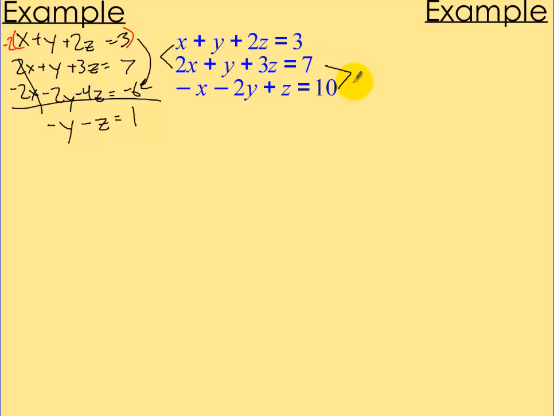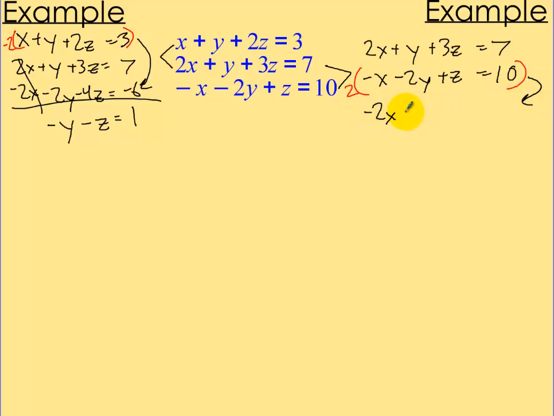The bottom, let's just choose the bottom two. Why not? So 2x plus y plus 3z equals 7, and negative x minus 2y plus z equals 10. Okay, they don't add up to eliminate the x's, so I've got to multiply the bottom by positive 2. The new equation I get is negative 2x minus 4y plus 2z equals 20. And I'm going to drop down the top equation again. 2x plus y plus 3z equals 7.